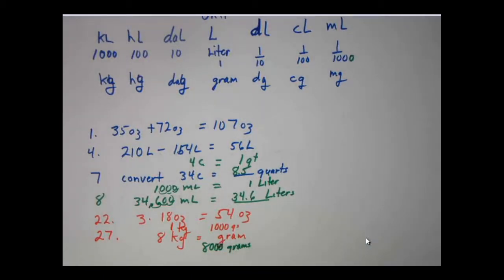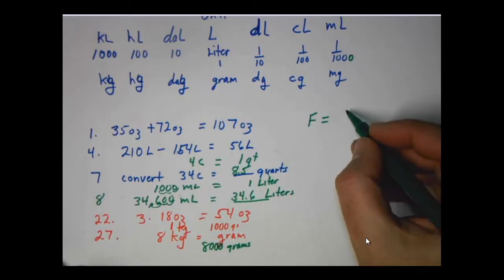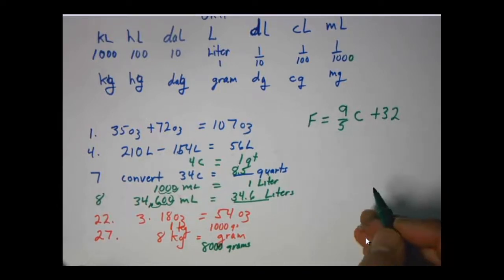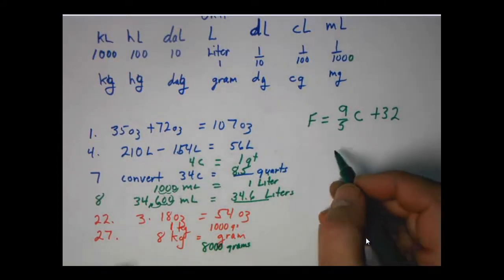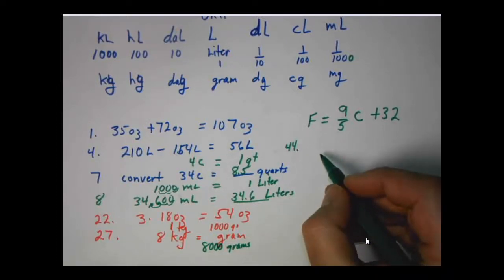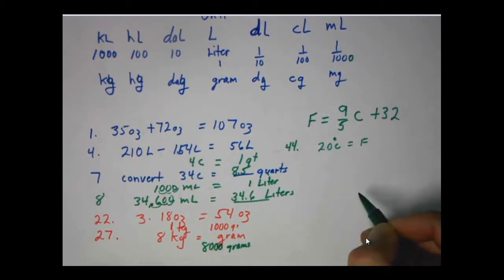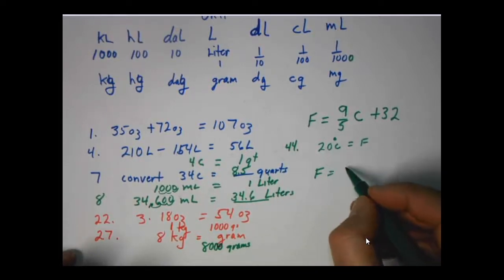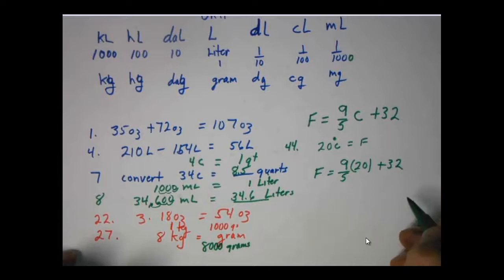Last but not least, one of the objectives is to be able to use the temperature conversion. The formula that I like the best is Fahrenheit is 9/5 Celsius plus 32 degrees. When you have a problem, you can either plug it in for F or C and then do the math. Problem number 44 has 20 degrees Celsius to Fahrenheit. We're going to convert that to Fahrenheit. In our formula, 20 is Celsius, so we're going to have 9/5 times 20, because we're plugging that in for C, plus 32.